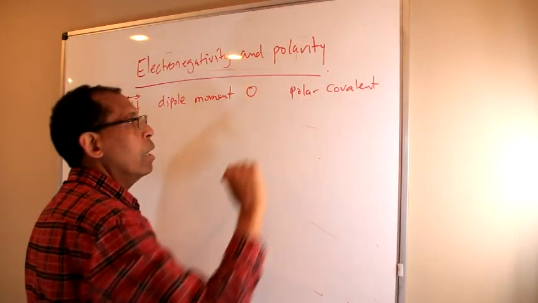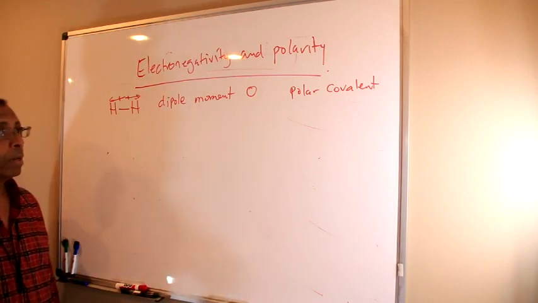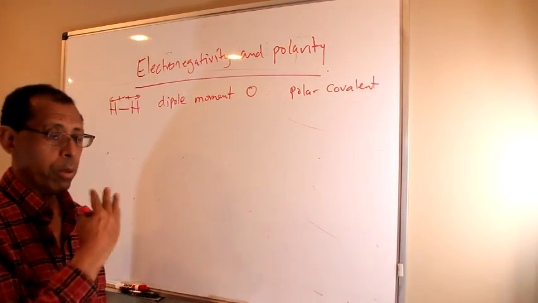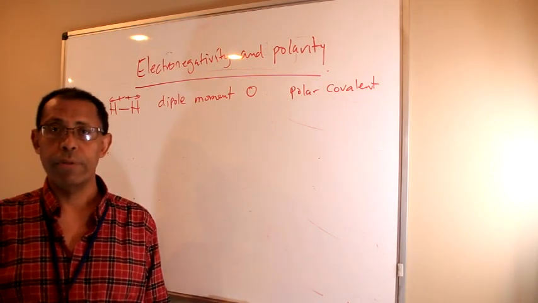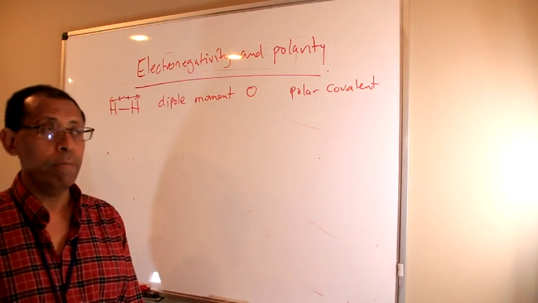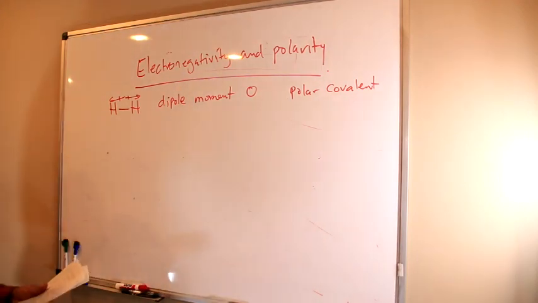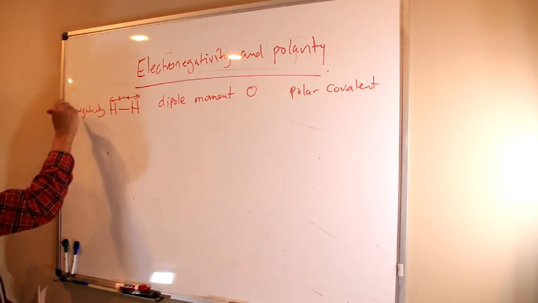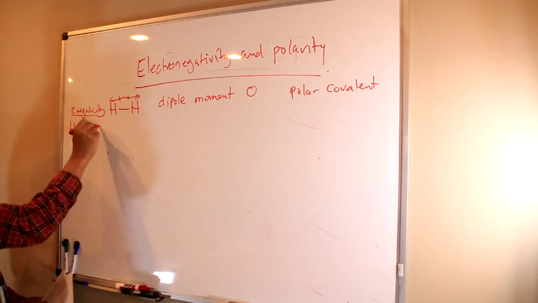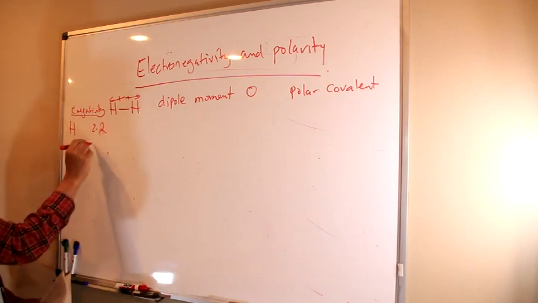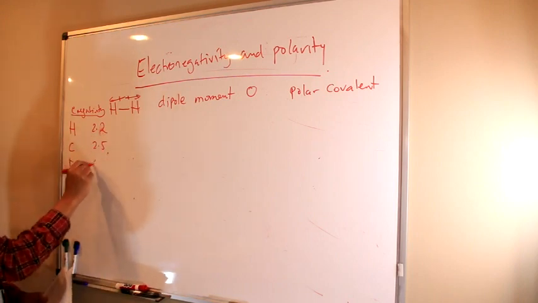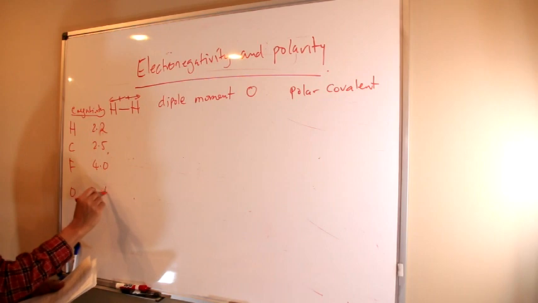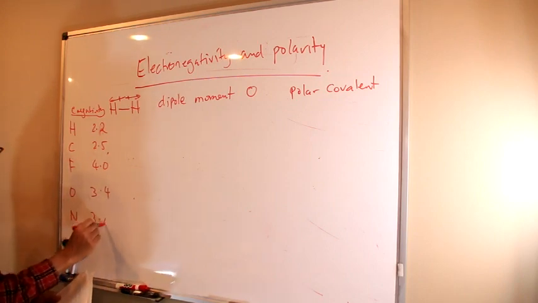This is a polar covalent, cancels out, and there is no significant dipole moment. Before we proceed, I want to tell you that in your periodic table, as you go from left to right, the electronegativity of the atoms increases. And there is an electronegativity scale I want to list as values. The electronegativity for hydrogen is 2.2, for carbon 2.5, fluorine is the most electronegative one, as you know, it's 4.0, and oxygen is 3.4, nitrogen is 3.0, and so on.